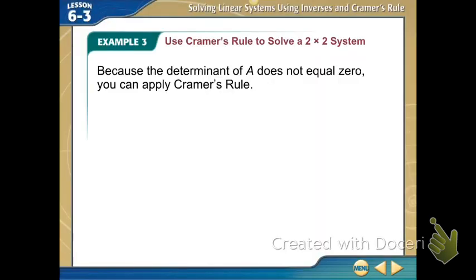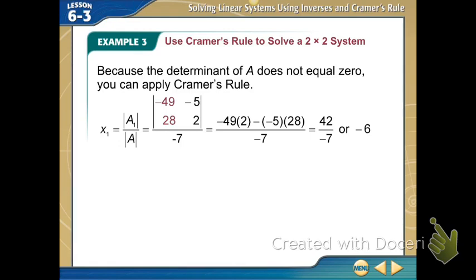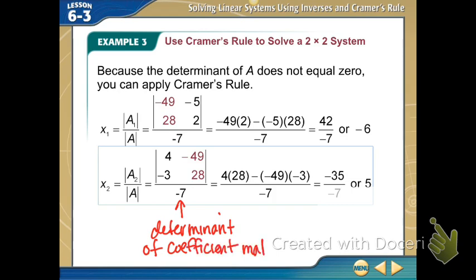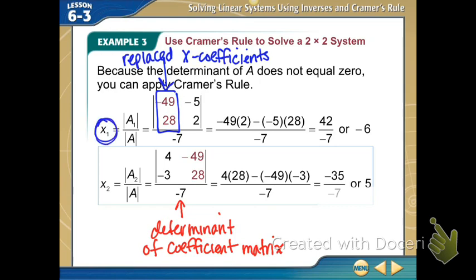So now I'm going to apply Cramer's rule. Okay, so here's what I'm going to do. This is the determinant of just the coefficient matrix. And then what's in the numerator is I took the answers to the equation, and I replaced the x coefficients. The reason why I replaced the x coefficients is because I was trying to solve for x.